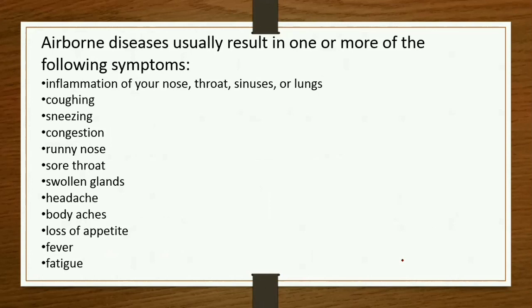Airborne diseases usually result in one or more of the following symptoms. We have seen a number of diseases, but most of them have similar symptoms. Symptoms are inflammation of your nose, throat, sinuses, or lungs, then coughing, sneezing, congestion, runny nose, sore throat, swollen glands, headache, body ache, loss of appetite, fever, and fatigue. These are the similar symptoms found in different airborne diseases.